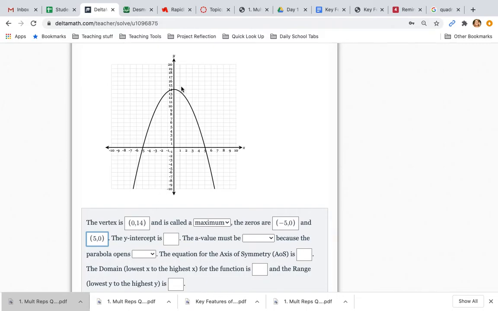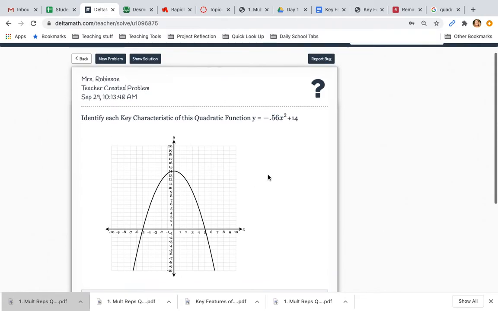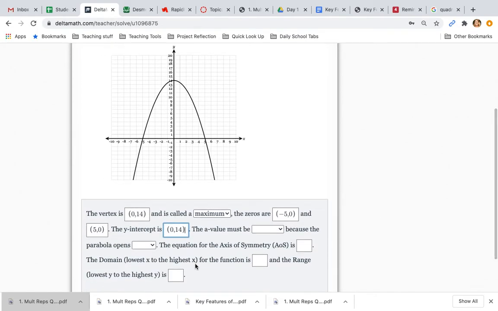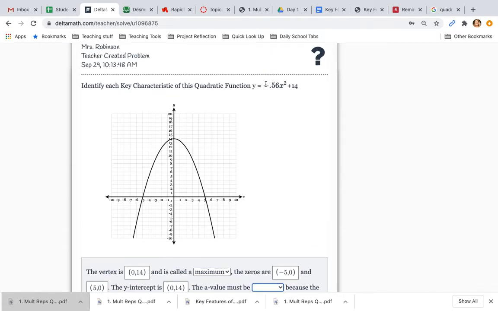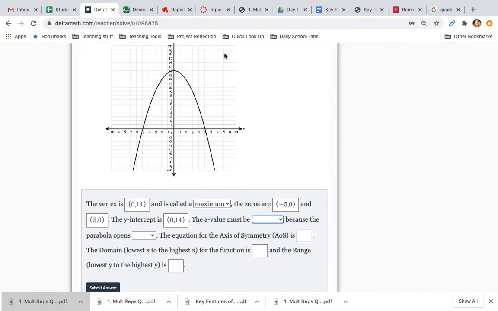The y-intercept is, it's up here. Again at 0, 14. Interesting. What you're actually going to learn is that whenever your linear term is missing, it's going to be symmetric about the y-axis. So the y-axis is going to split it in half. The a value must be, remember our a value is also the number up here. The a is -0.56. It is negative, which makes sense because it's opening down. So it must be negative because the parabola opens down.